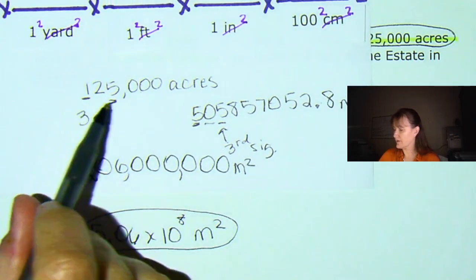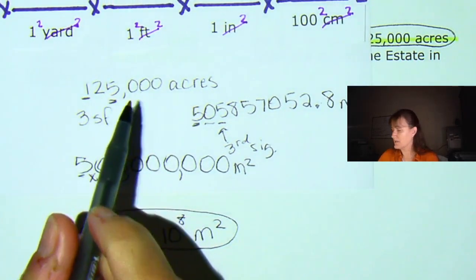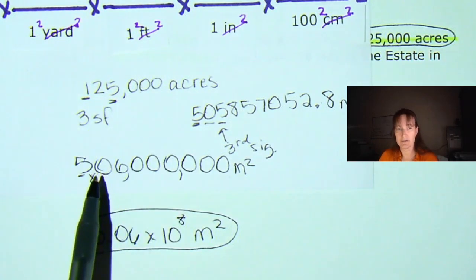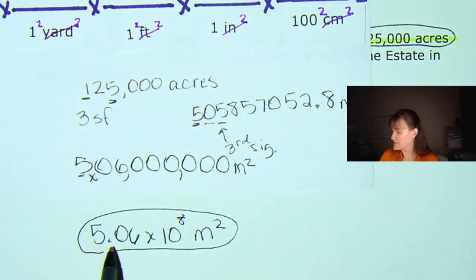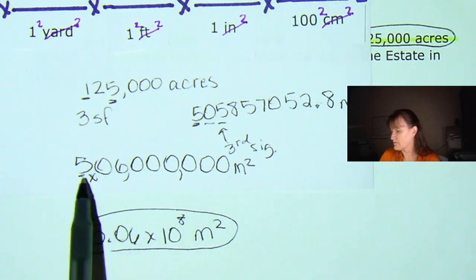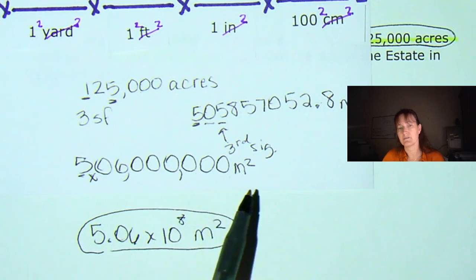So 125,000 acres is approximately the same area as 5.06 times 10 to the 8th meters squared, or 506 million meters squared.